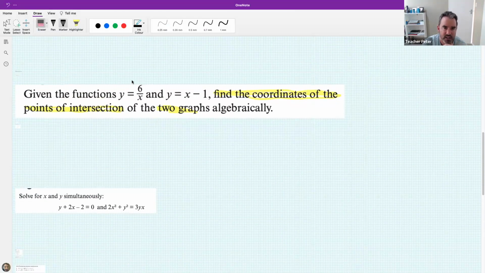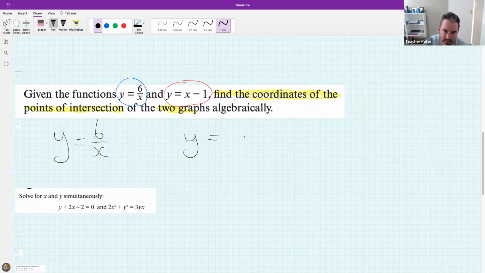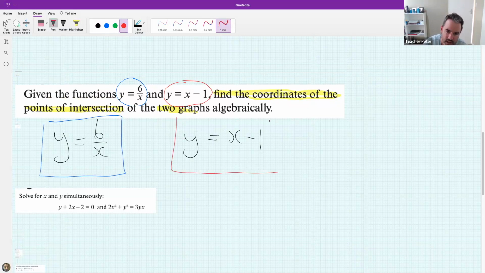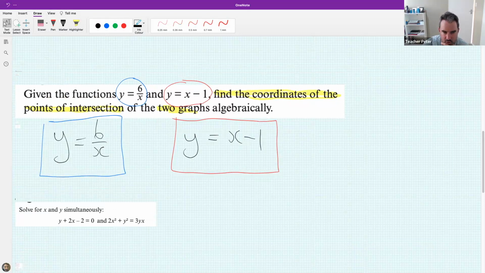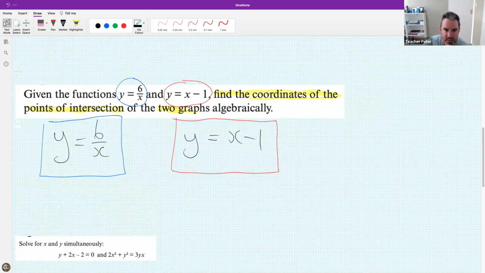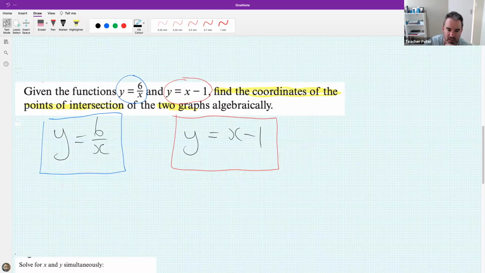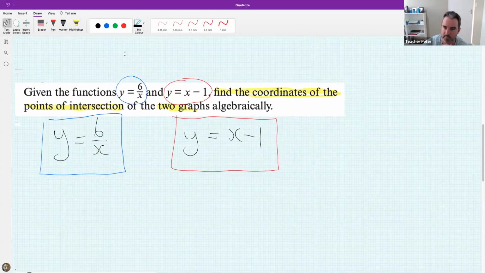So just to draw your attention, the two things that we are focusing on is that and that. So I'm going to rewrite them. This is what we call a hyperbola, and this is what we call a straight line. I'm going to call this the blue one, and I'm going to call this the red one. And I want to know, or I want to start, what is my first step? What do I need to do to solve for the points where these two meet, or solve for x and y simultaneously?